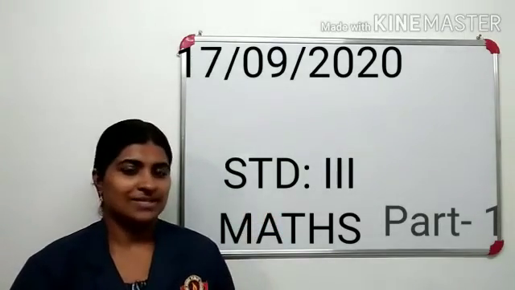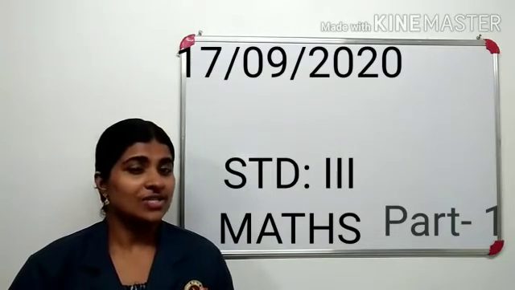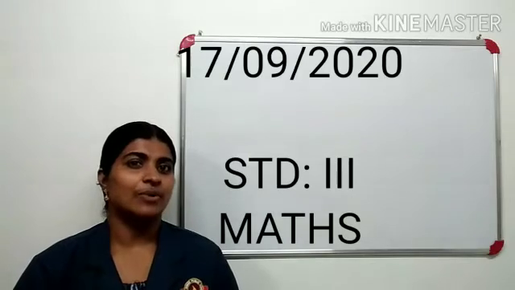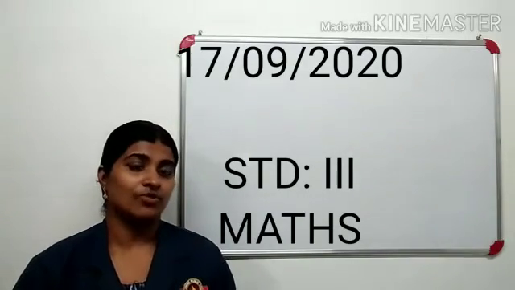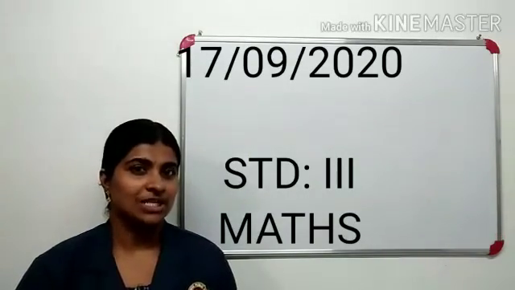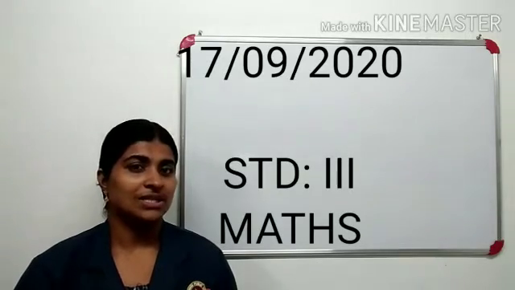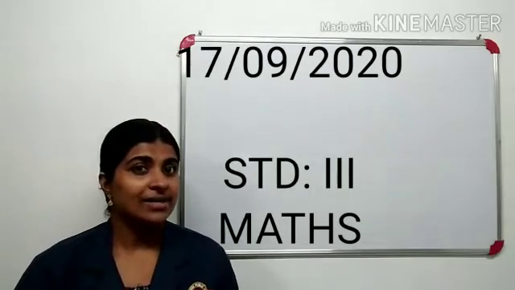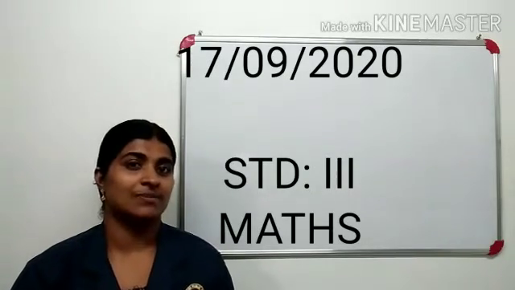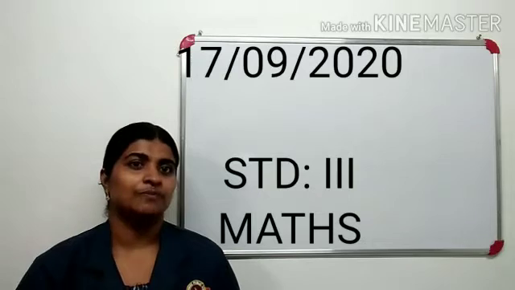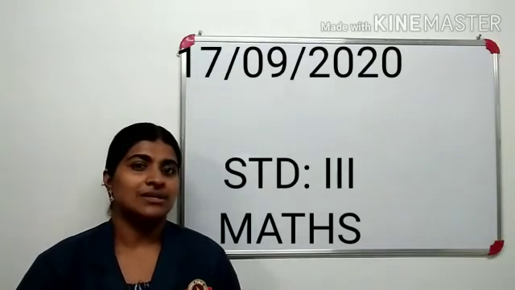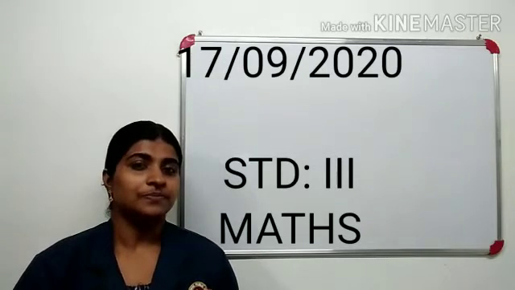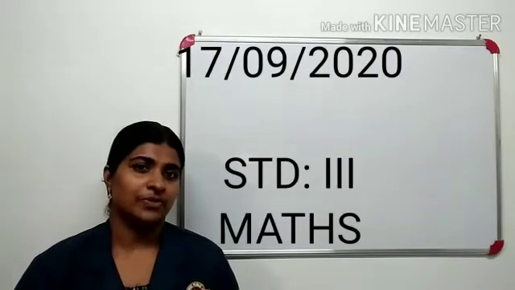Welcome to mathematics class. What did we study in the last class? Yes, we studied some special types of multiplication, that is multiplication by 10, 20, 30, etc. up to 90 and multiplication by 100, 200, 300, etc. up to 900. Today we will see the multiplication of a number by a 2-digit number.